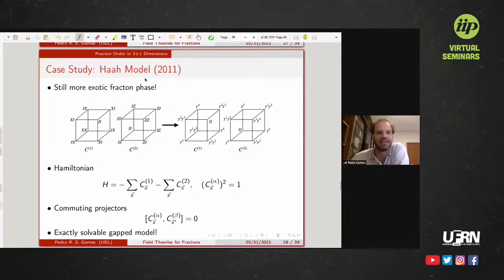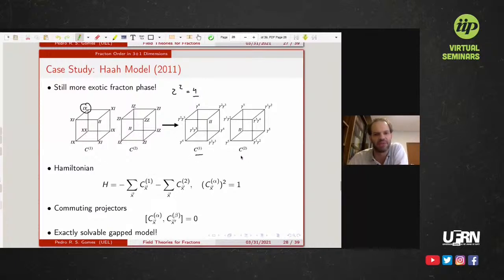So this is the last model I want to discuss. It's called the Haah model. It's a still more exotic fracton phase. The model is defined in terms of these cube operators, right? The first difference compared to the previous case is that now the local Hilbert space is higher dimensional. Essentially it's 4-dimensional because we have a tensor product of Pauli matrices here. We represent it in terms of Dirac matrices. And the Hamiltonian is simply given in terms of a sum of these cube operators.